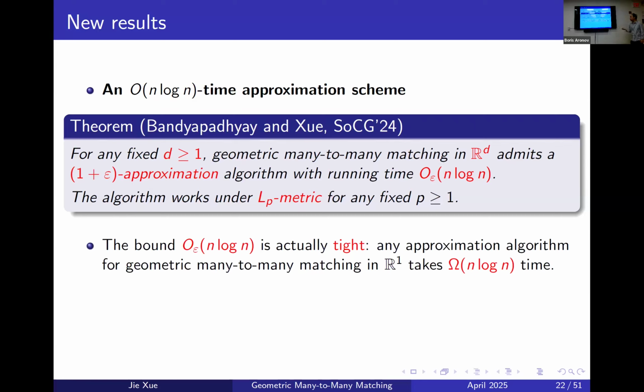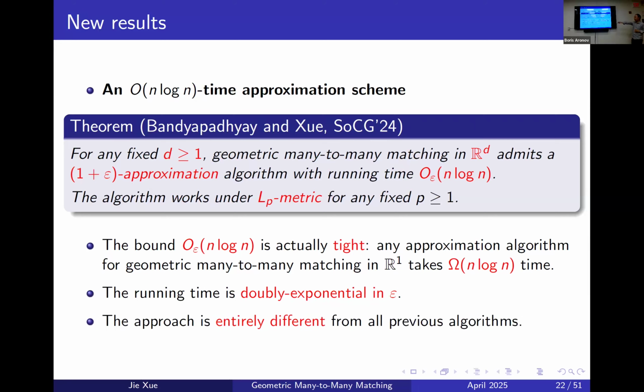So first notice that this is actually tight. This n log n is tight, because even in 1D you cannot expect any algorithm better than n log n. There is a reduction from set identity to the one-dimensional problem. And of course our running time is doubly exponential in epsilon, actually in 1 over epsilon, which is bad.